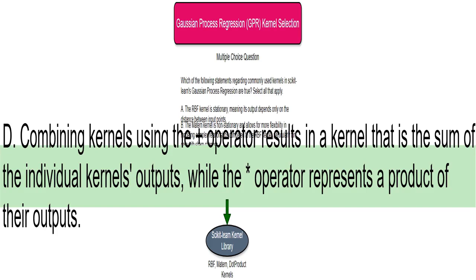Scikit-learn lets me combine kernels. The + operator adds the outputs of two kernels together. The * operator multiplies them. This gives me flexibility to model complex relationships by building up from simpler kernel components.